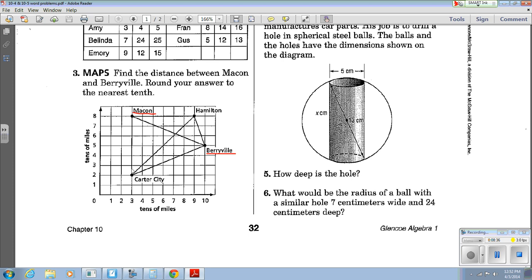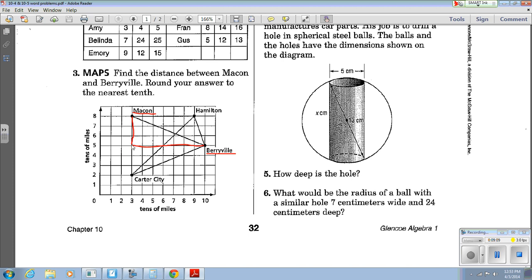Now, as you look here, we're using the Pythagorean theorem. We're looking for right triangles. If I go across the top over to Hamilton, oh, that's not directly above Berryville, is it? So let's see here. What would we do? Well, sometimes you create the right triangle. So let's take a look here. Can I create one? Let's draw a line from Macon. Let's go straight down until we're across from Berryville. So on your paper right now, I would draw a line here like this. And then I'm going to draw a line right here going straight over. Now, does that create a right triangle? Kind of looks like it, doesn't it?